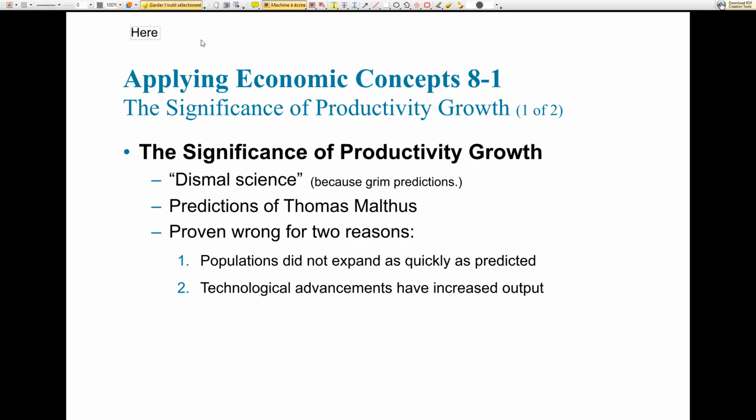Professor, what does grim mean? Grim means ominous. Could you translate it into French, if possible? Lugubre. Ah, okay. Merci. Not optimistic.